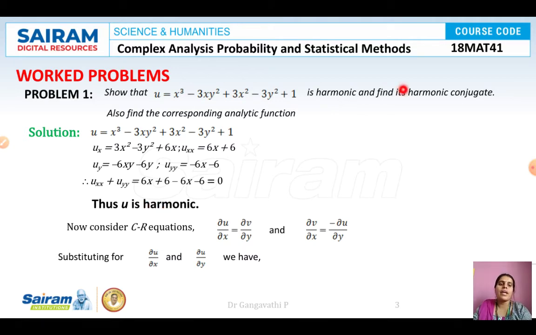Now we have to find the harmonic conjugate and also find the analytic function. Actually, the problem has three parts: one is showing the function is harmonic, second is finding the harmonic conjugate, and the third part is the analytic function. So we have completed one part. Now we have to find the harmonic conjugate, which means we have to find v. u has been given, we have to find v. Consider the CR equations: dou u by dou x is dou v by dou y, and dou v by dou x is minus dou u by dou y. Now substitute dou u by dou x and dou u by dou y.